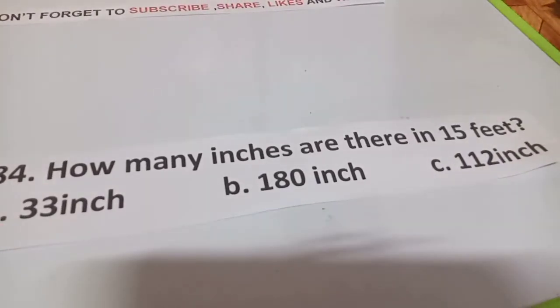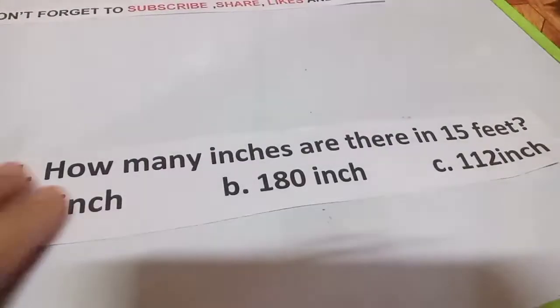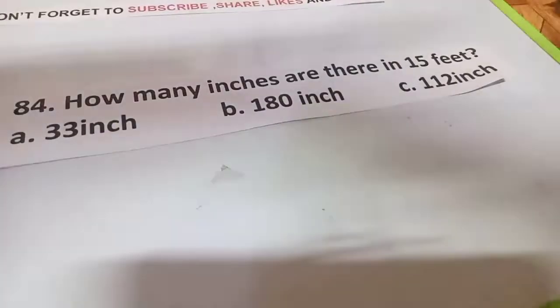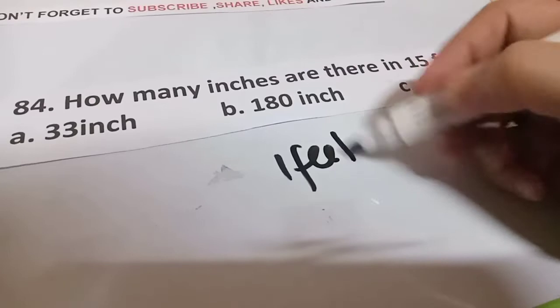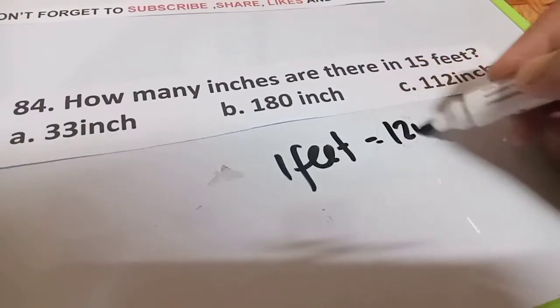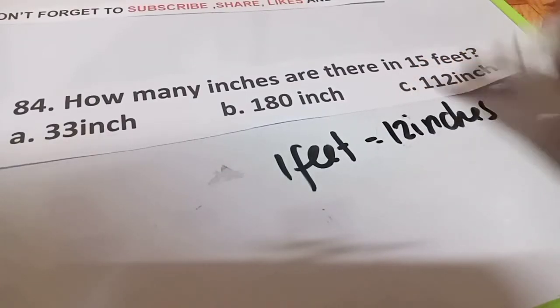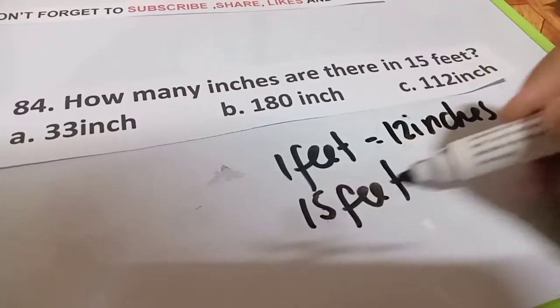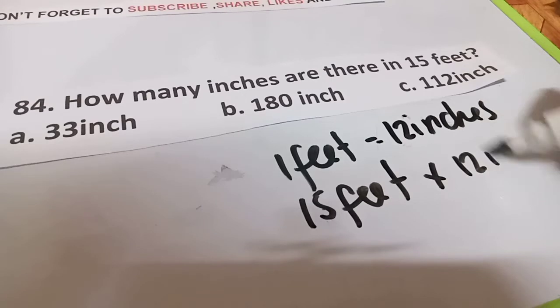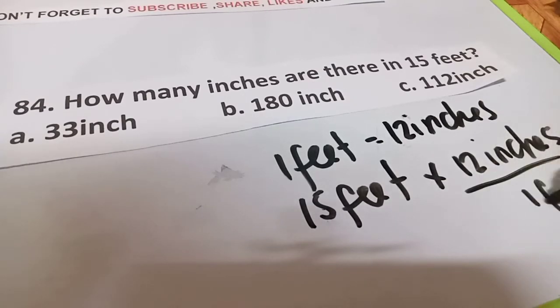How many inches are there in 15 feet? So let's try to recall again. In every 1 foot, there are 12 inches. Okay, this is a conversion. So 15 feet times 12 inches. And if we multiply that by 1 over feet, then we cancel.